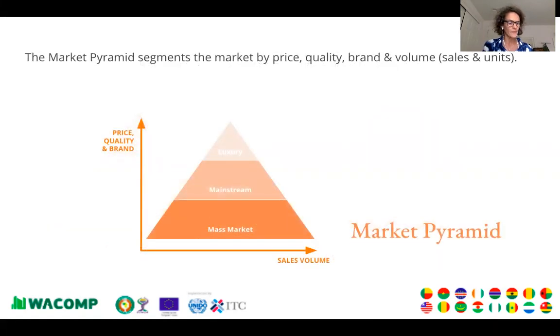The market pyramid segments the market into 3 parts: luxury, mainstream, and mass market, by using 2 axes. The vertical axis measures price, quality, and brand, and the horizontal axis measures sales volume or production volume.